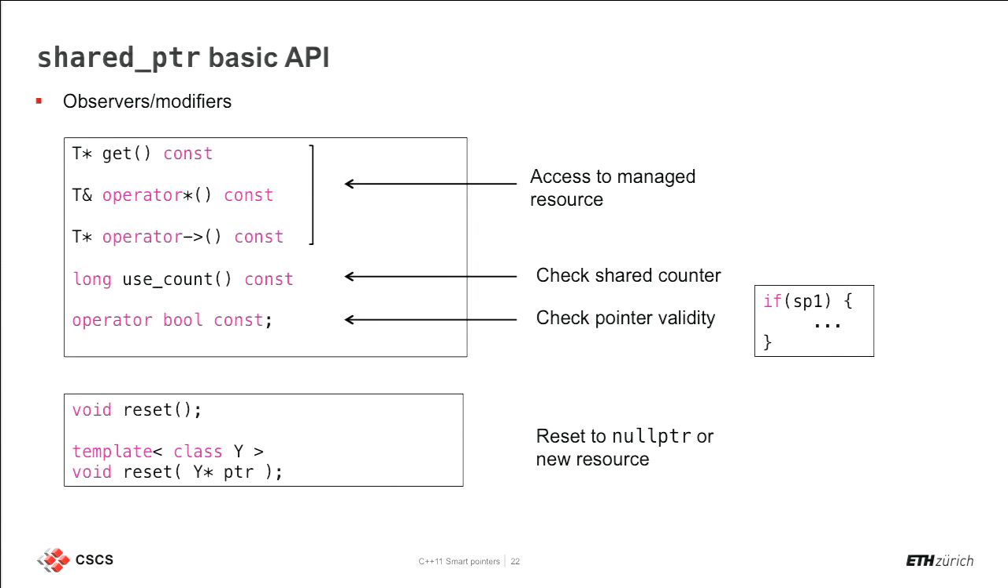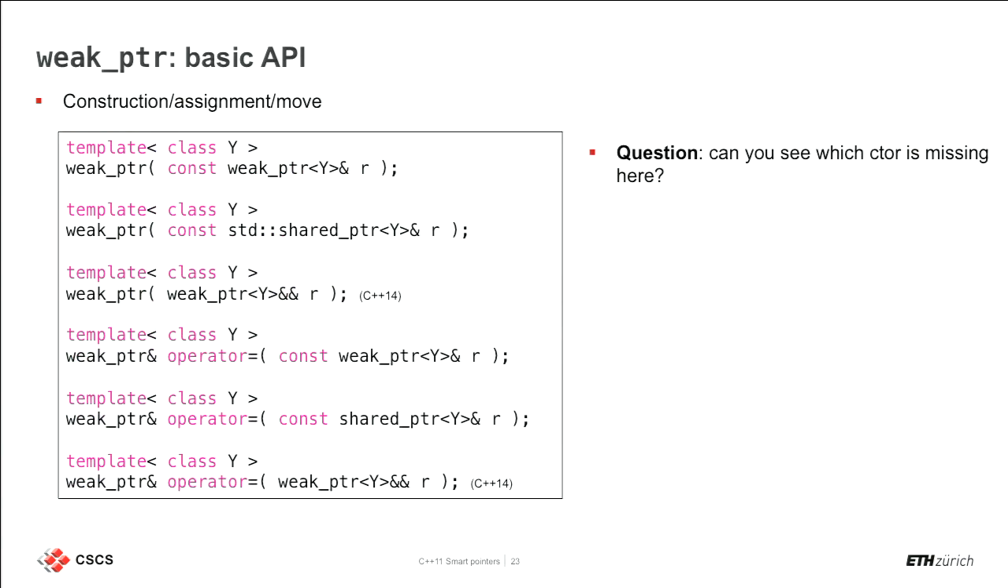You can check the number of shared pointers that are pointing to the same memory resource using the use_count method. And you have also the overload of the bool operator that basically allows you to do something like this with your shared pointer. We have also two other methods that allow you to, again, reset or detach your pointer from the pointed resource, or to redirect, let's say, your shared pointer. This is just a quick overview, because now I want to move to the weak pointer and ask the first question.